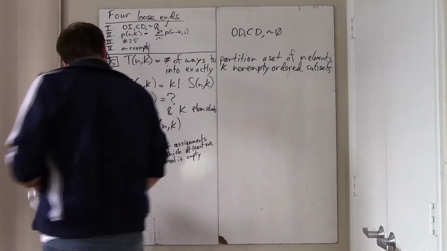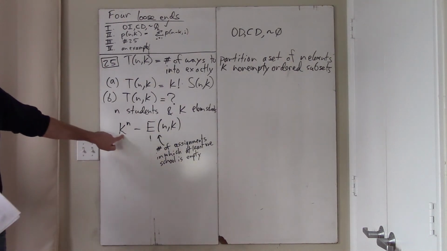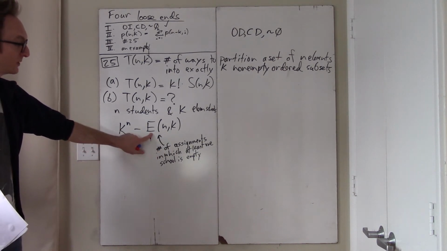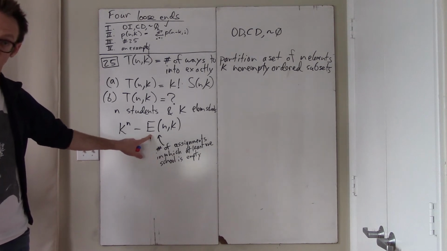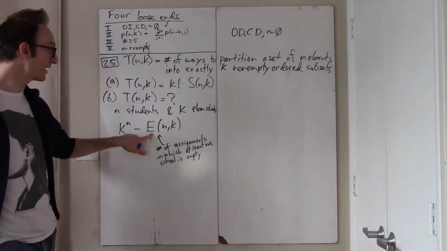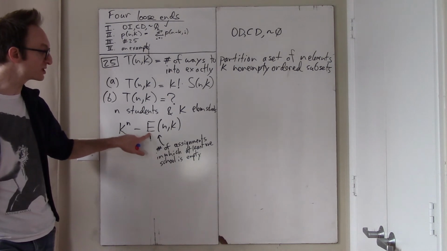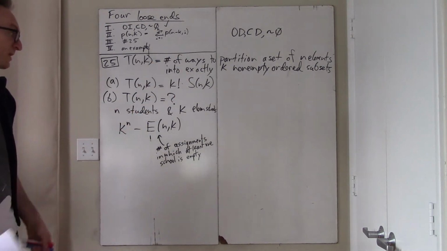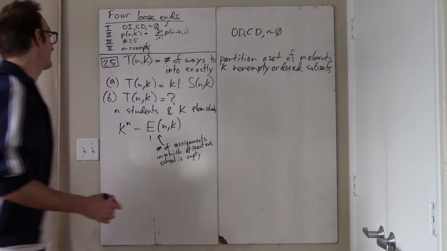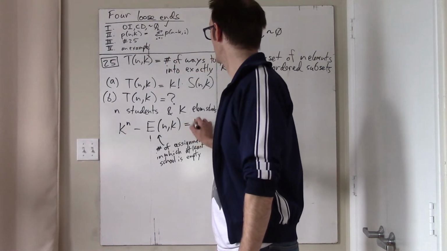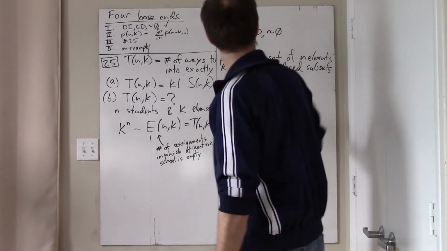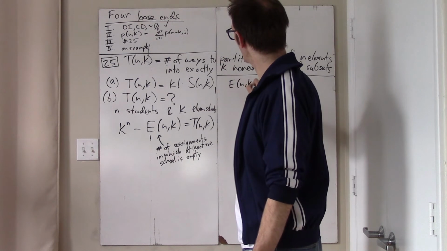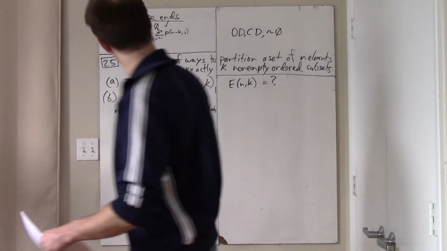And so, if this counts every possible assignment of students to schools, and we subtract out the number of ways of making these assignments of students to schools in which there is an empty school, a school with no students in it, then that will give us the answer to the problem that we want. So that will be T(n,k). Okay, so the question now boils down to what is this E(n,k)? So how do I find the number of assignments for which this is true?